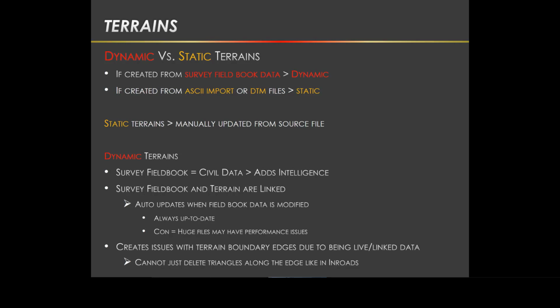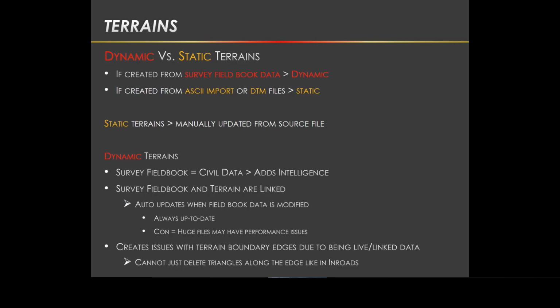So moving on to terrains, because that's really what I want to get to today. I believe this was talked about some in the initial ORD survey class, but I just want to reiterate that there are dynamic and static terrains. If you create a terrain from your survey field book data, which is what we are going to be doing here at ODOT, they are dynamic terrains. If you create a terrain by importing directly from a DTM, or from an ASCII file, it will be what they're referring to as a static terrain.